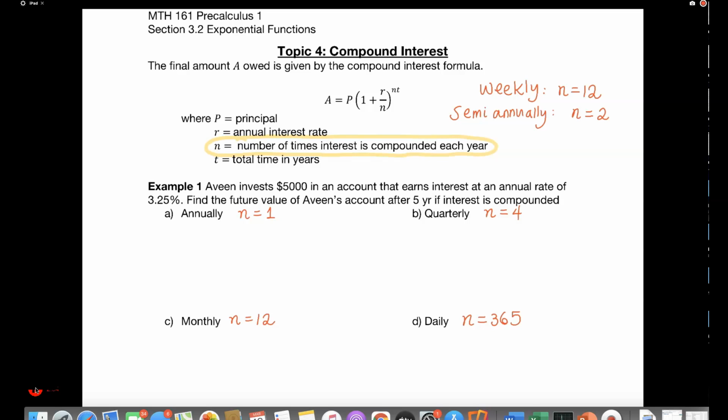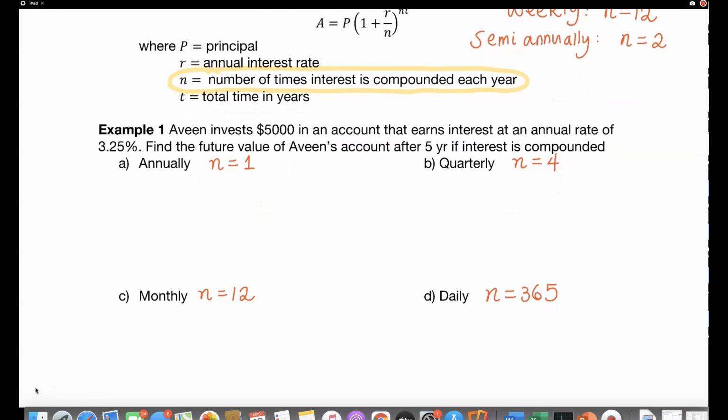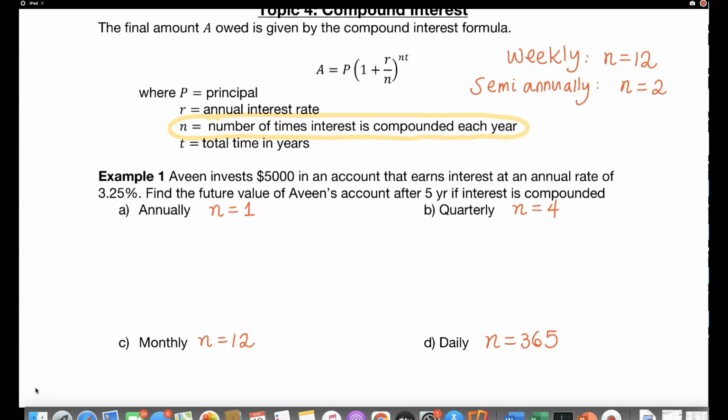T is the total time in years. So let's take a look at Avin's investment here. Avin invests $5,000, so we know P equals 5,000. That's the initial amount she is investing in an account that earns interest at an annual rate of 3.25%. So R is 0.0325, dividing that percentage by 100. They said find the future value of Avin's account after 5 years. So T is equal to 5.